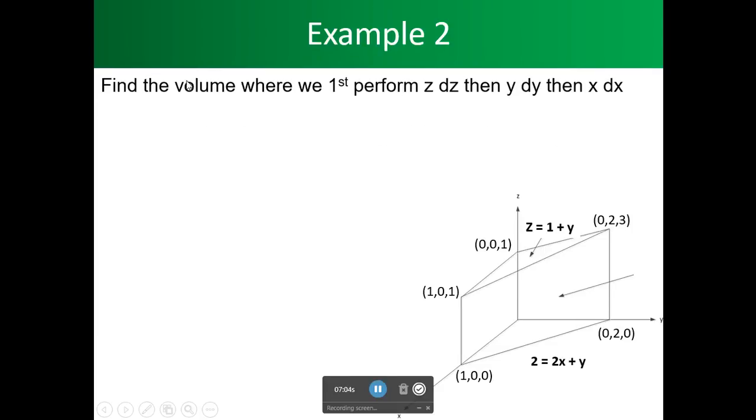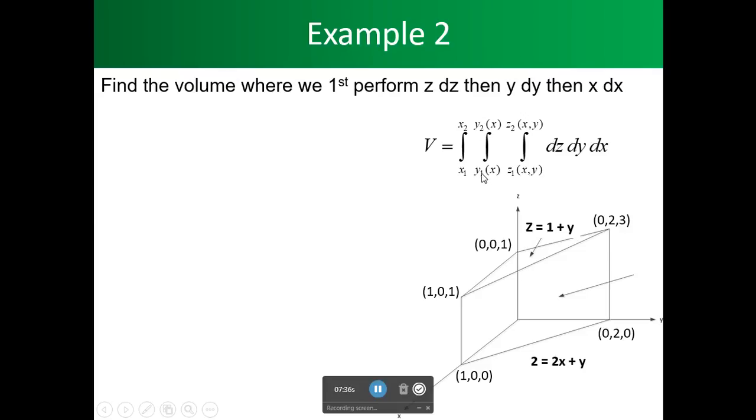Find the volume where we first perform dz, then dy, then dx. Notice we are saying what order we're going to read these in. So we have dz as the inner integral, going from z1 as a function of x and y to z2 as a function of x and y.